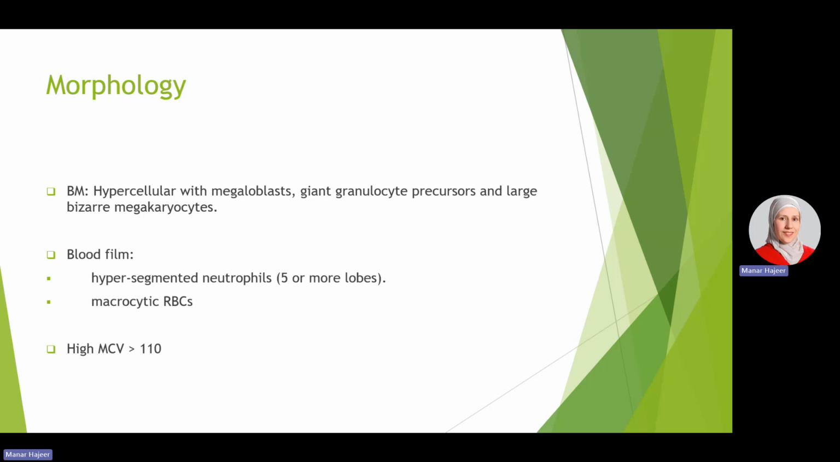It is an erythropoiesis process, but there will be no increase in the red blood cells in the peripheral blood, so there will be a resultant anemia. So the bone marrow will have megaloblasts. The erythroid precursors are large, even the myeloid precursors. There are giant granulocyte precursors also, and large bizarre megakaryocytes.